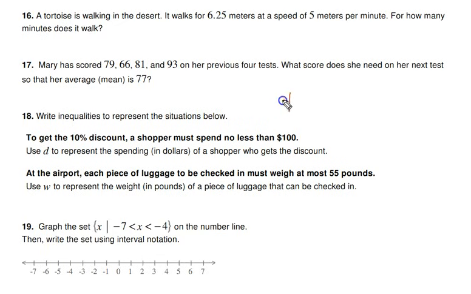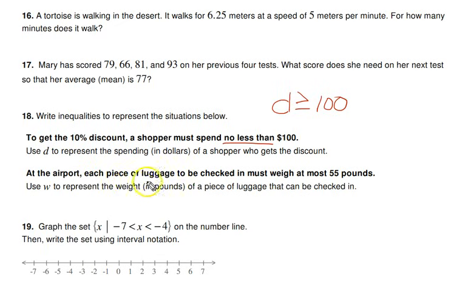So D would be the amount of money we have to spend, no less than. So D would have to be greater than or equal to 100. All right. Again, you had to think about that and which inequality sign. And I believe they talk about no less than, which equates to greater than or equal to.